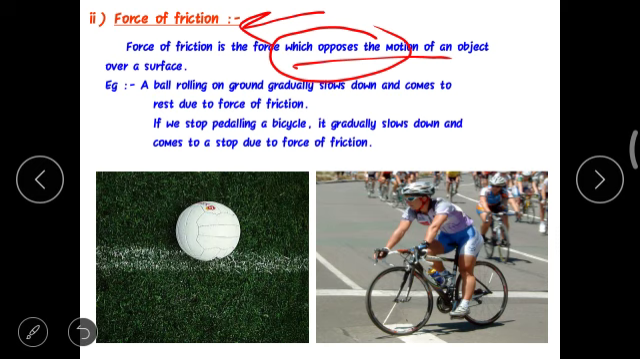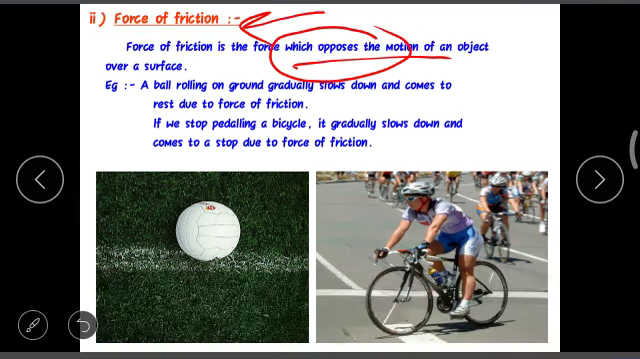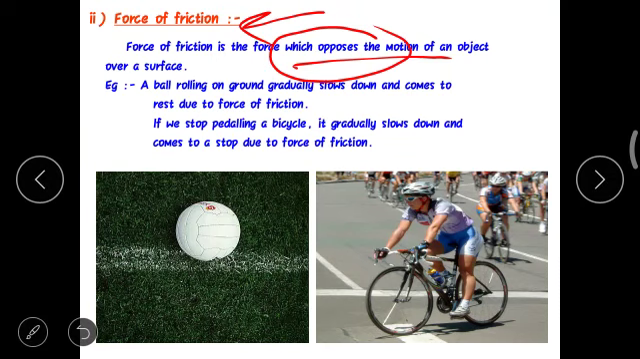Okay. Due to this force of friction, the moving ball can stop after some time, because when the ball is moving on the grass, the grass will apply a force on the ball in the opposite direction. That is the force of friction. The opposing force and the force of friction are both the same thing.